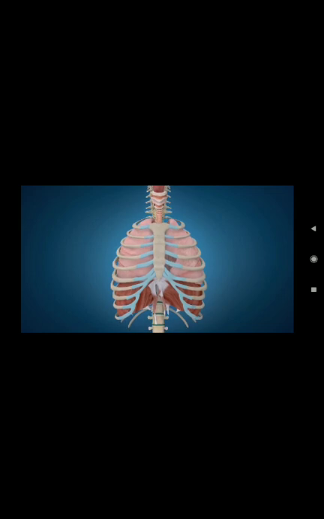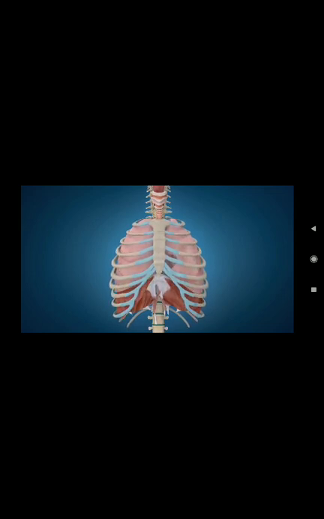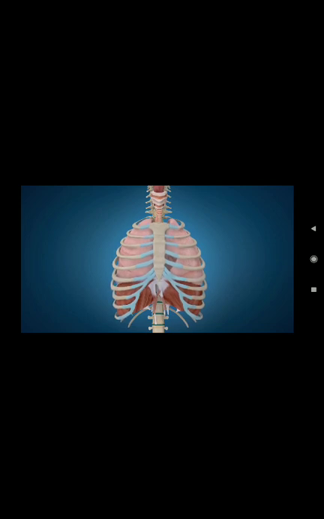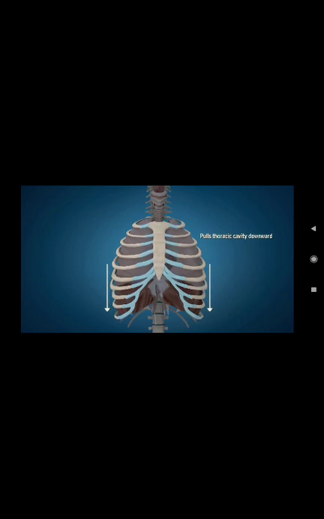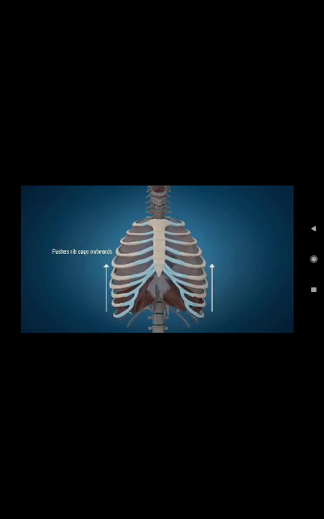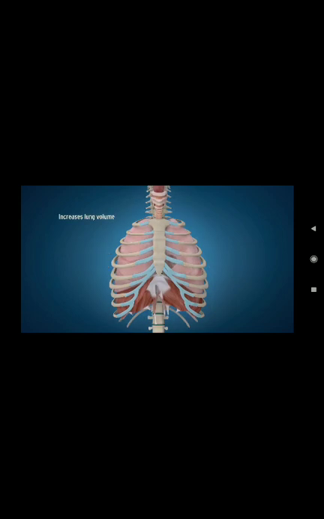During inspiration, the diaphragm contracts, thereby pulling the thoracic cavity downward and pushing the rib cage outwards, thereby increasing the lung volume.